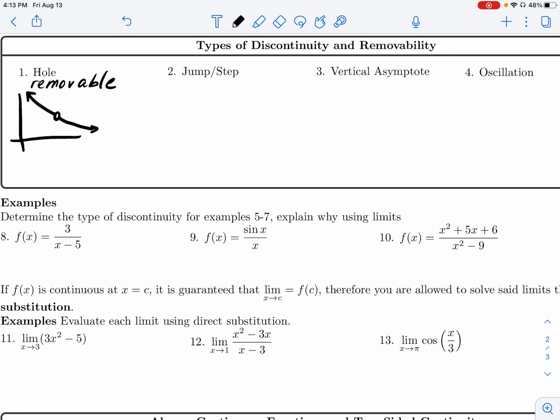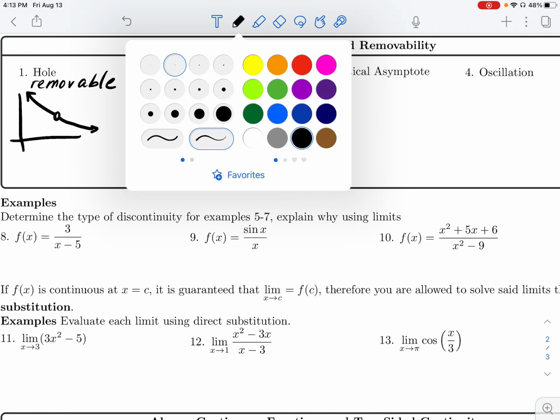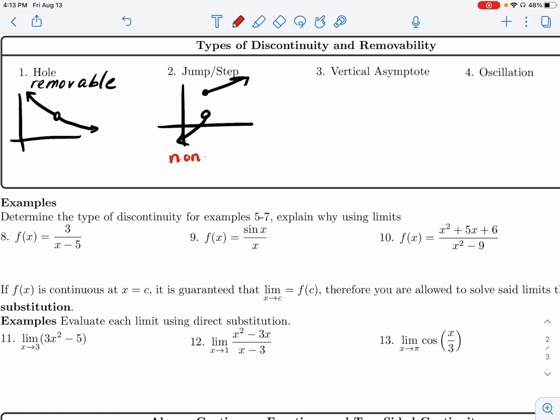Now, if we go to another type of function, suppose we had something that looked like this. It looks like there's a hole there, but now it's going to continue on like this. And we've seen this in the previous example. This is known as a jump step, but more importantly, this is known as what we call a non-removable discontinuity, because you can't just plug in a certain point and have it be continuous again. There's a whole lot of things that are missing. The gap between these two pieces of the function is too large. So we call this a non-removable discontinuity.